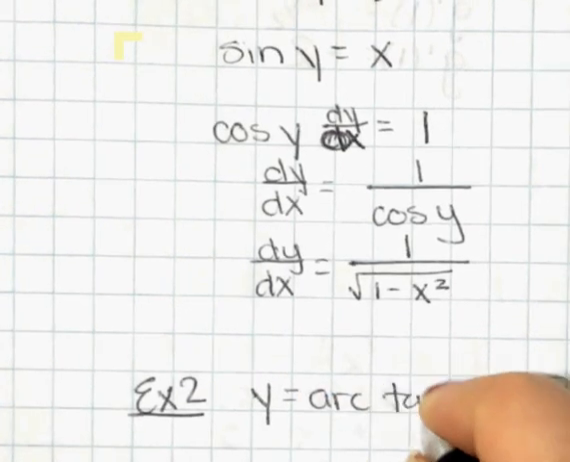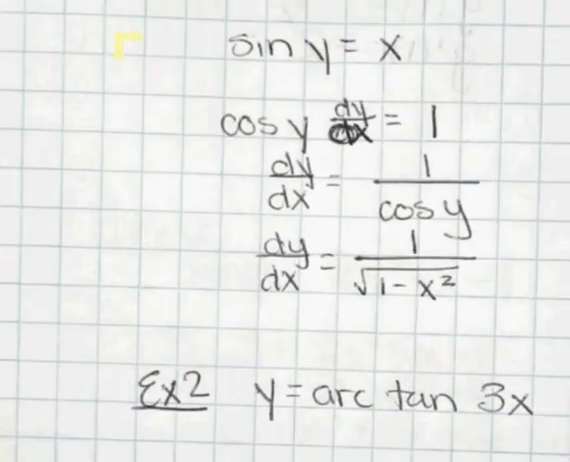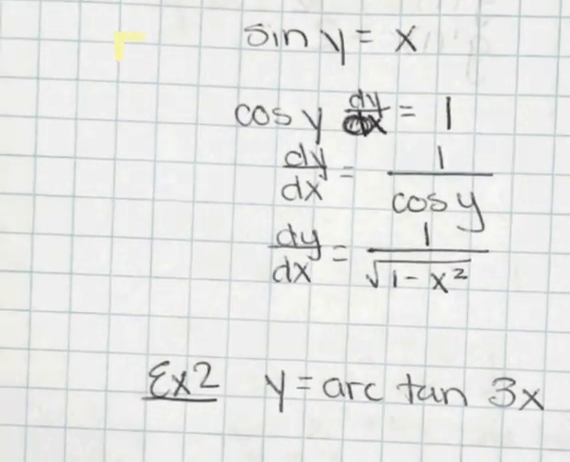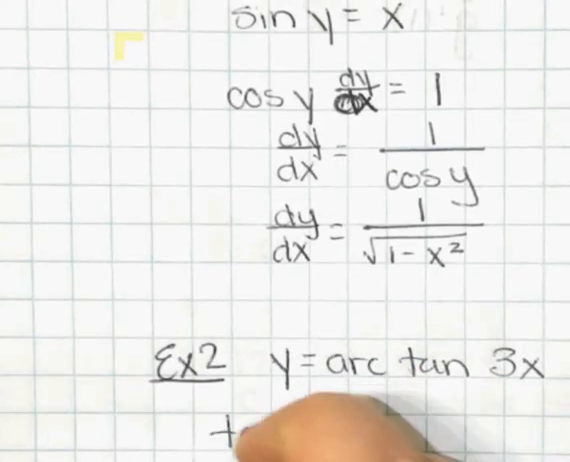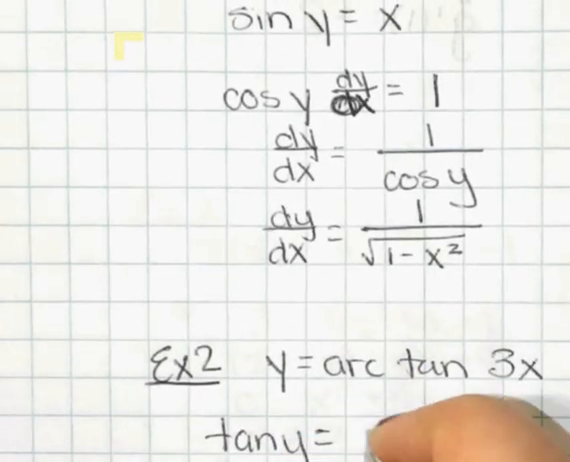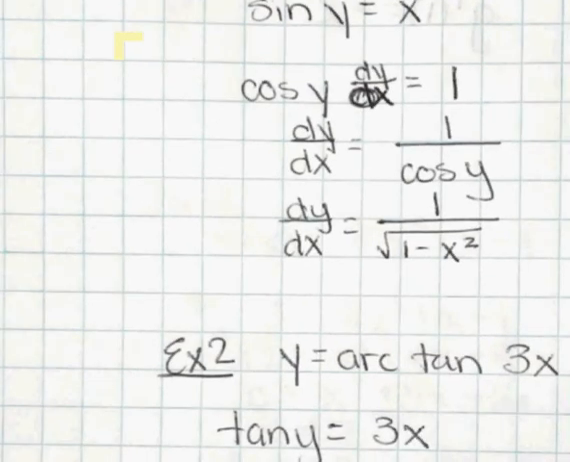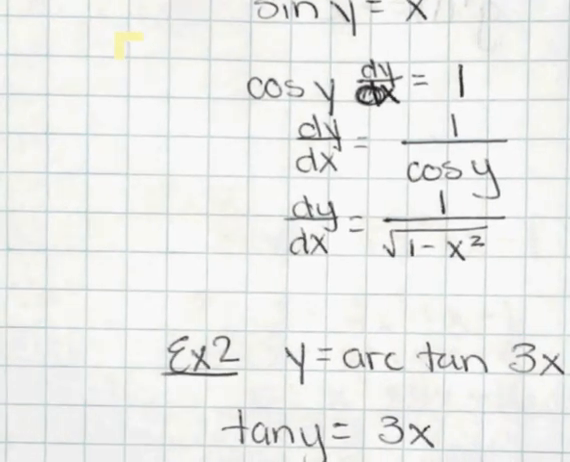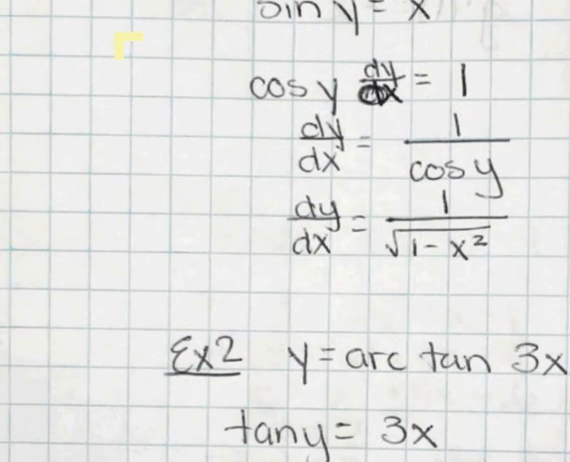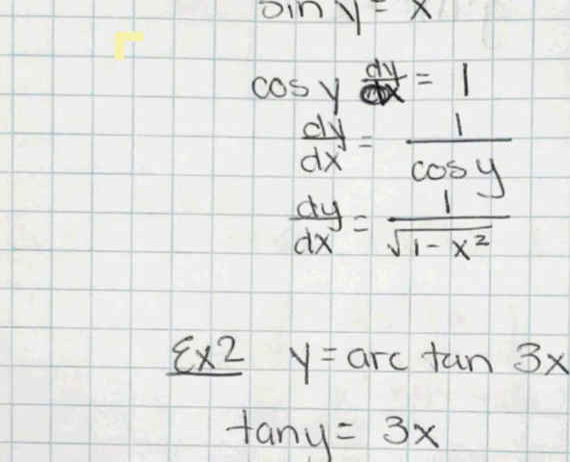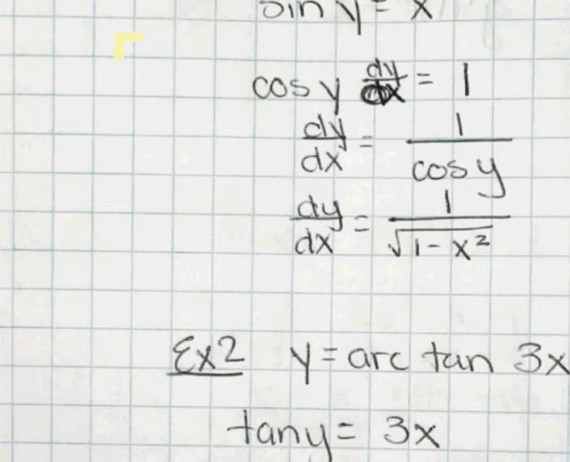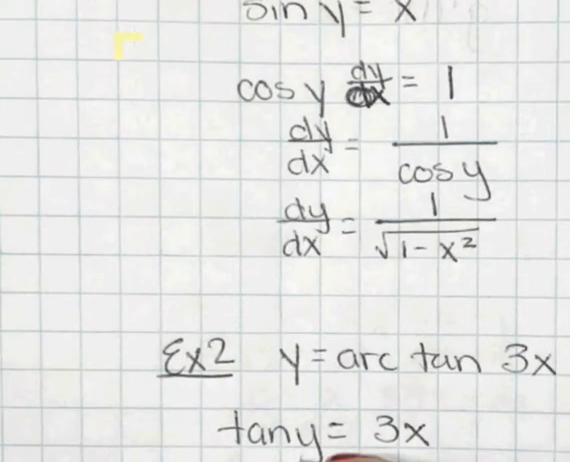So y equals arctan 3x. Okay. So what are we going to do? We're going to multiply by tan. So tangent of y is just going to be equal to 3x. Okay. Now we're going to go through and take a derivative. What's the derivative of tangent? Secant squared. Secant squared y in this case.